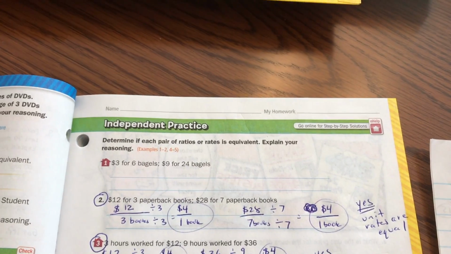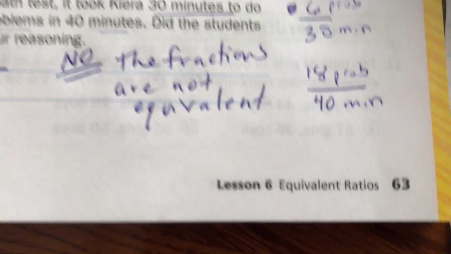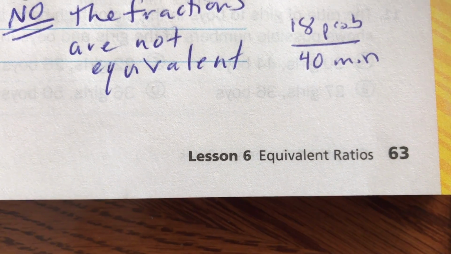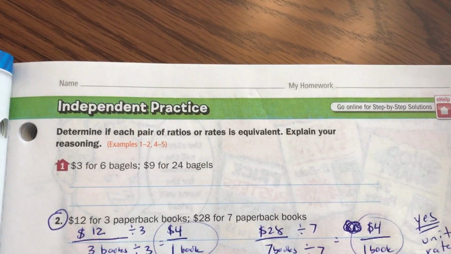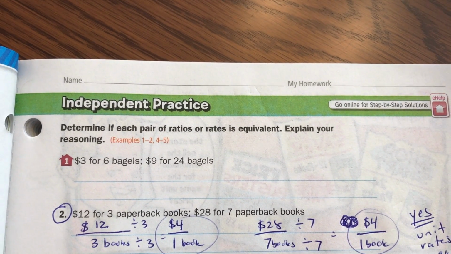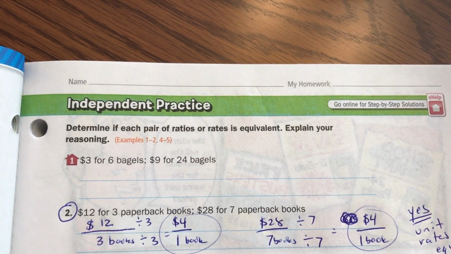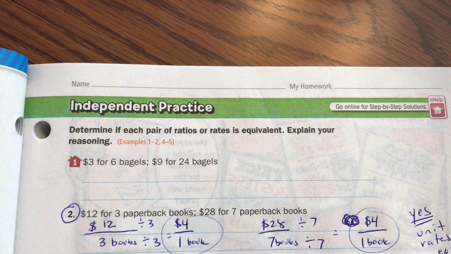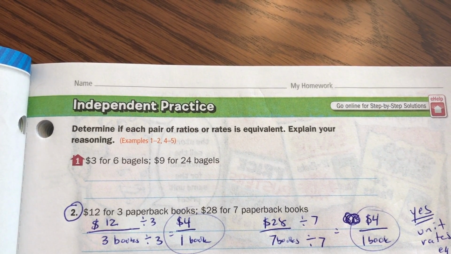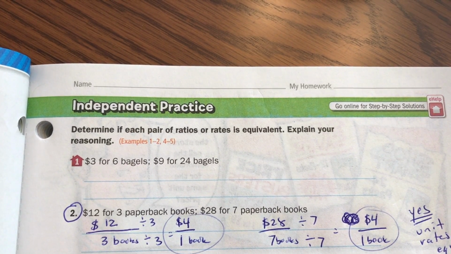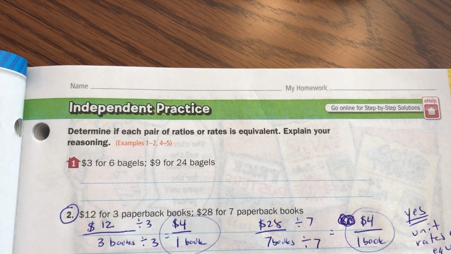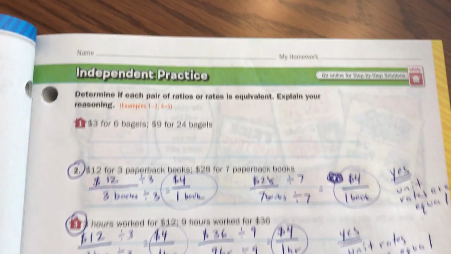All right, we are on page 63, lesson 6, equivalent ratios, and we are checking our homework, the independent practice. What I want you to do is check each one, and if you got it wrong, I want you to fix it. If you can't figure out why you got it wrong, please raise your hand and get some extra help from the teacher. But if you got something wrong, make sure you fix your work.